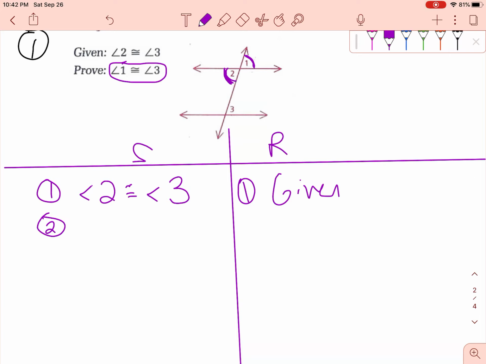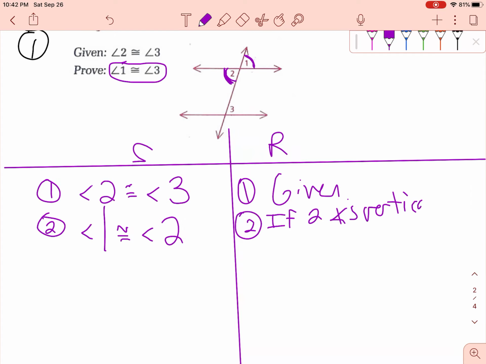You do not have to state that they're vertical. You can jump immediately to angle 1 being congruent to angle 2. And the reason you know that is because if two angles are vertical, then they are congruent. Okay, if two angles are vertical, then they are congruent.